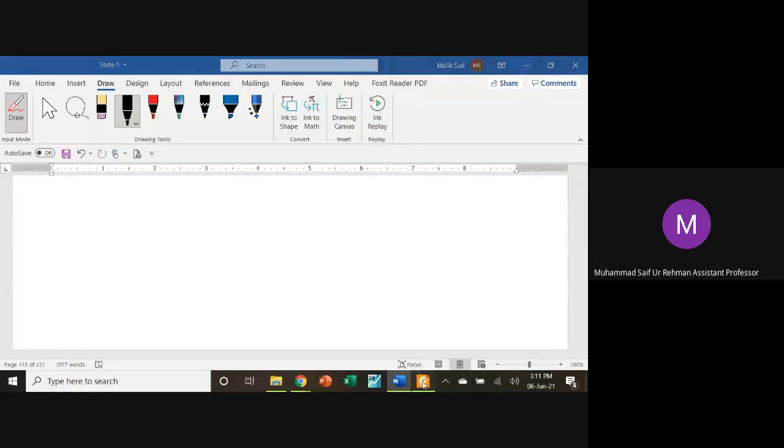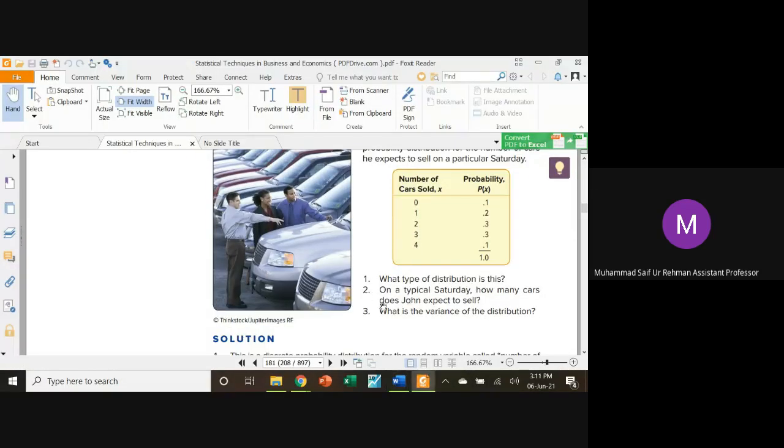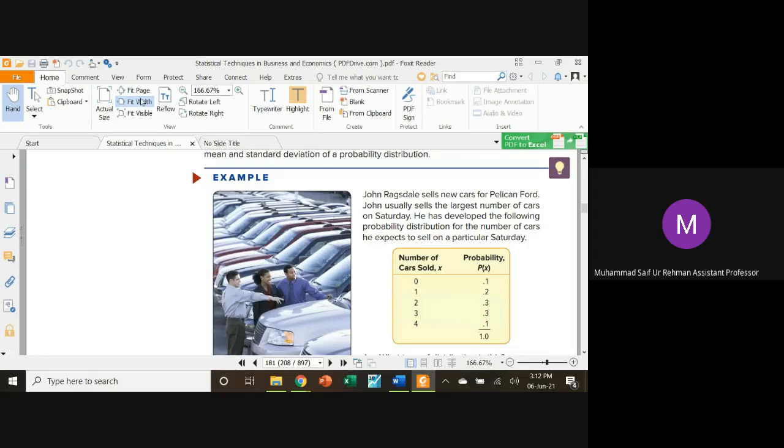Okay. So you may see this example. On a typical Saturday, how many cars does John expect to sell? By typical Saturday, we mean that on average, on any single Saturday, how many cars this seller is expecting will be sold. So you have to find out the average. Typical Saturday means you have to find out the average. And what is the variance of the distribution? It is clear that you will find out sigma square. So let us quickly solve this example.